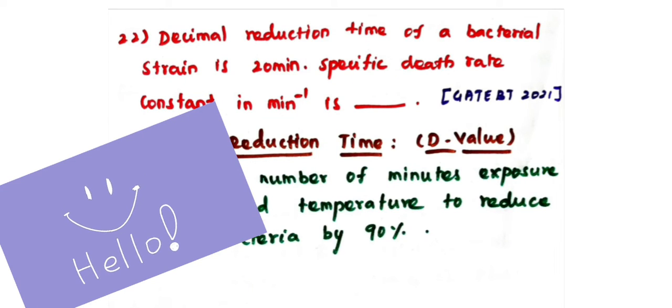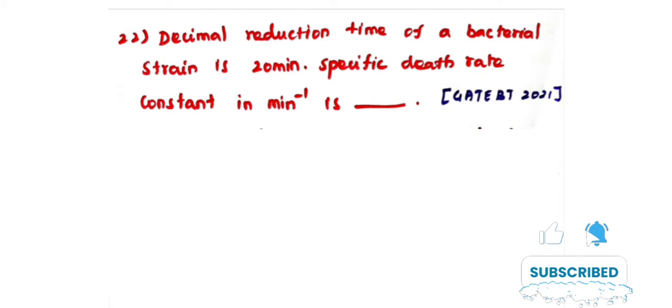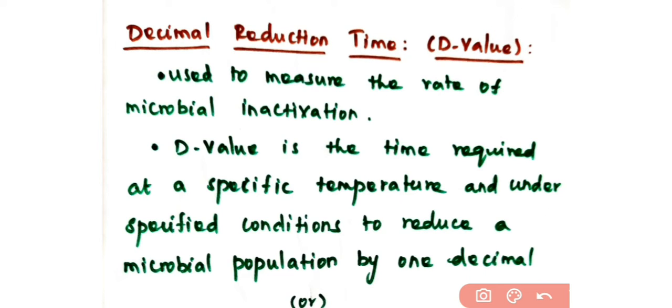Hello everyone, in this video we are going to see how to calculate specific death rate constant from decimal reduction time. Okay, first let's see what is decimal reduction time or D value. Decimal reduction time is used to measure the rate of microbial inactivation. Decimal reduction time is also known as D value.